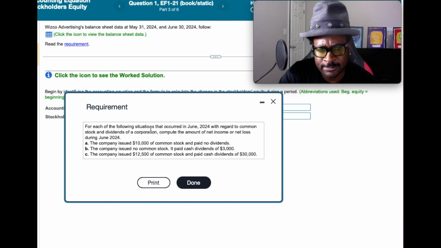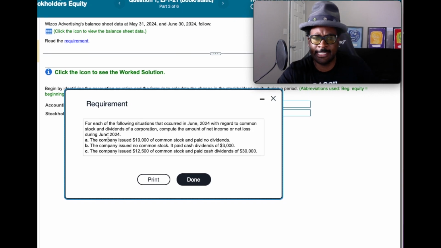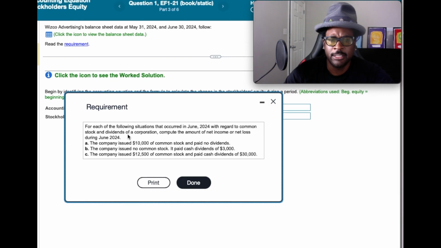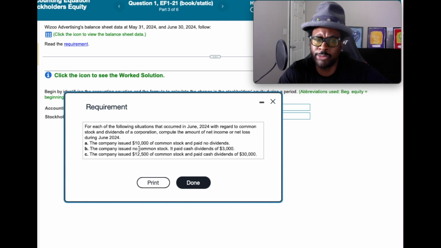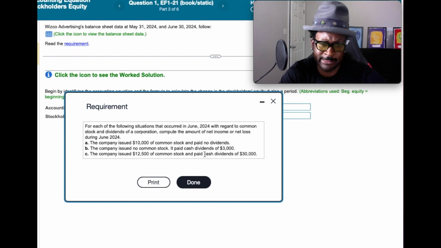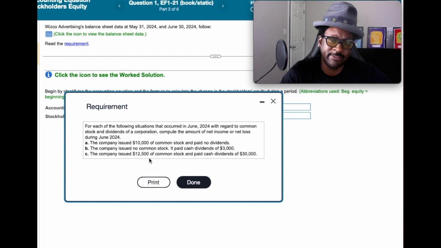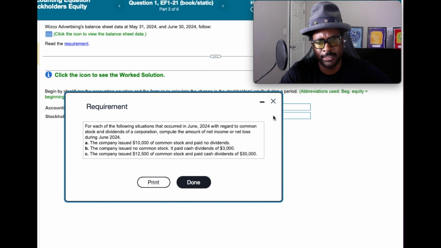For each of the following situations that occurred in June with regard to common stock and dividends for the corporation, compute the amount of net income or net loss during June 2024. And we have these three different independent scenarios. Company issued $10,000 of common stock and paid no dividends. Company issued no common stock and paid cash dividends. Company issued $12,500 of common stock and paid cash dividends of $30,000.